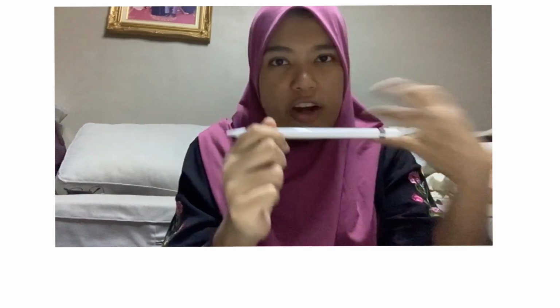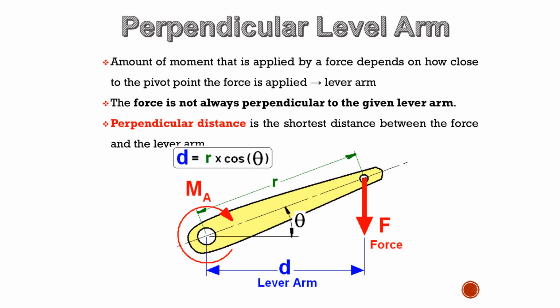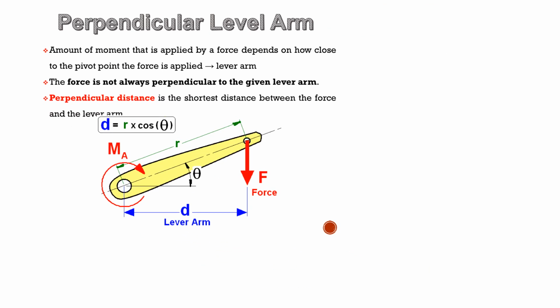Your right-hand rule here, I call it a magic pen. This is a very practical way for you to decide the directions of clockwise and anti-clockwise. But there are certain situations where your force is not perpendicular to the lever arm. So I'll give you an example.